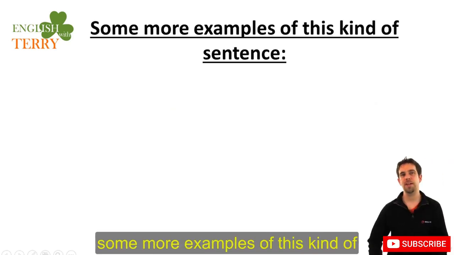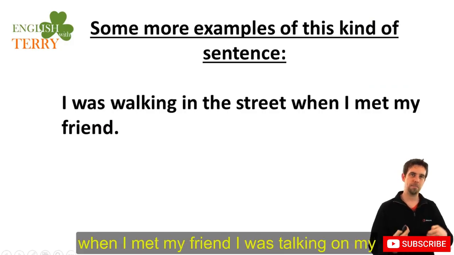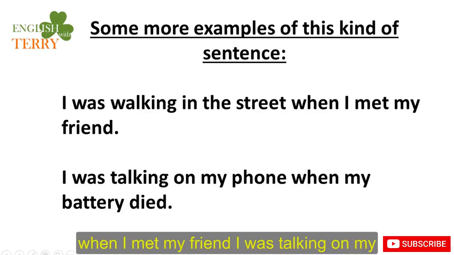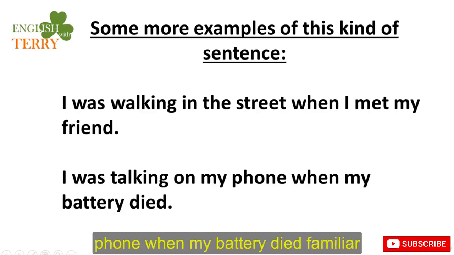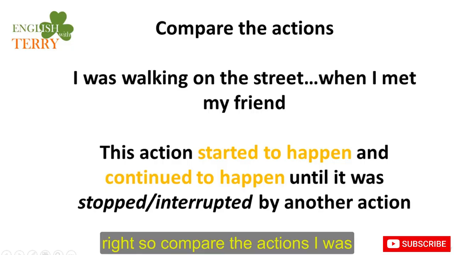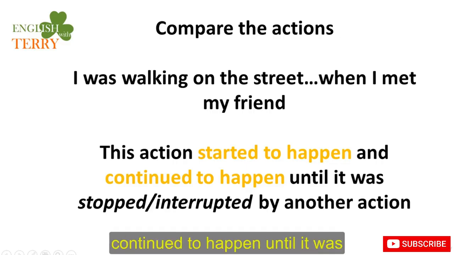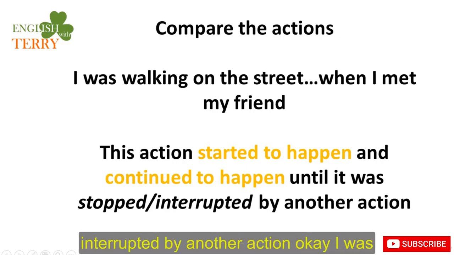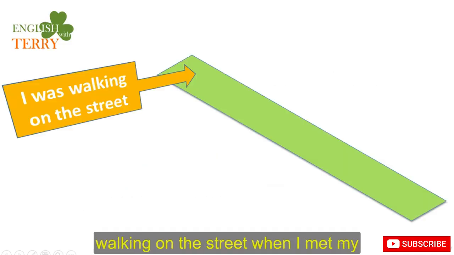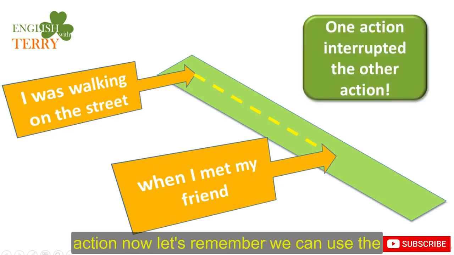Some more examples of this kind of sentence. I was walking in the street when I met my friend. I was talking on my phone when my battery died. Familiar, right? So compare the actions. I was walking on the street when I met my friend. This action started to happen and continued to happen until it was interrupted by another action. Okay? One action interrupted the other action.